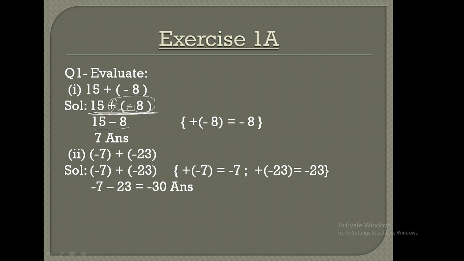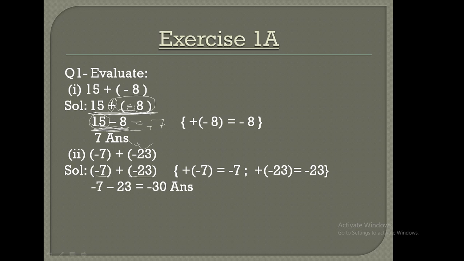Here 15 is positive and 8 is negative. So one is positive and one is negative, so we are doing the subtraction. We will subtract 15 minus 8. It will come 7. So we are writing 7. Now here we will see one thing: 15 is the greater number, so we are using the plus sign. So the answer is 7. Similarly, the second part: minus 7 in one bracket plus minus 23 in another bracket.